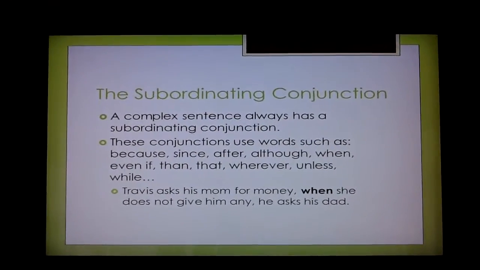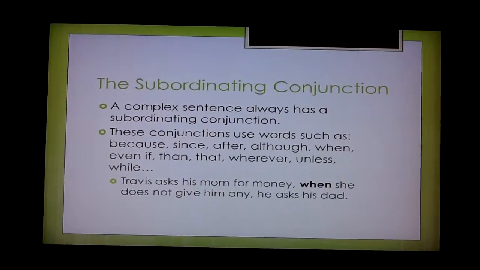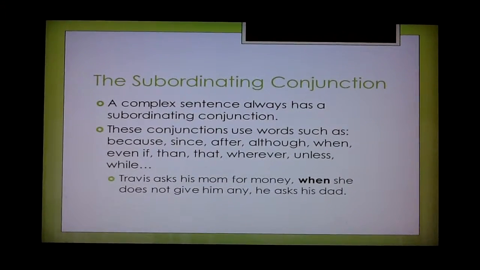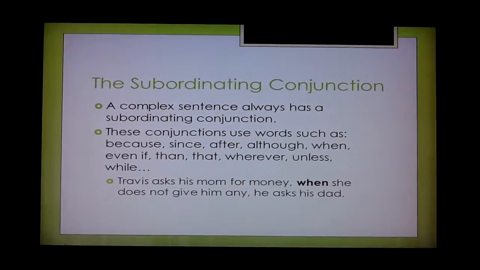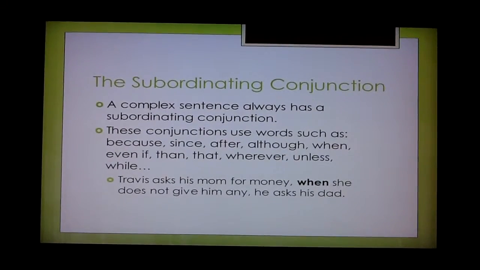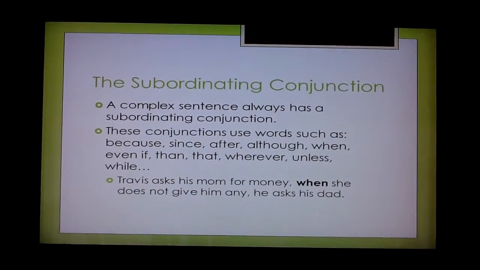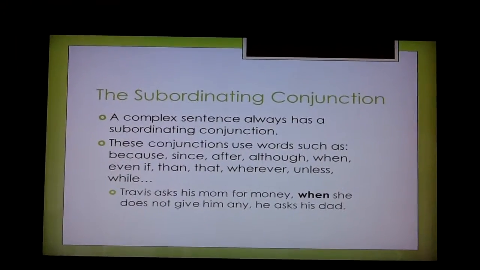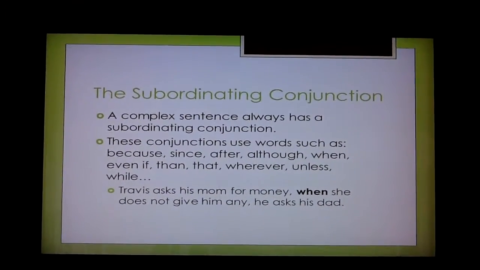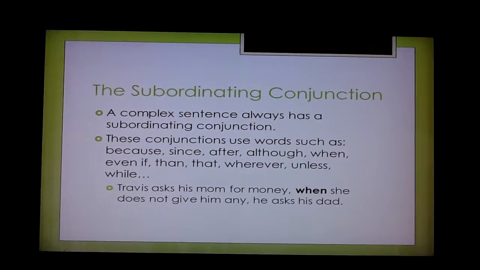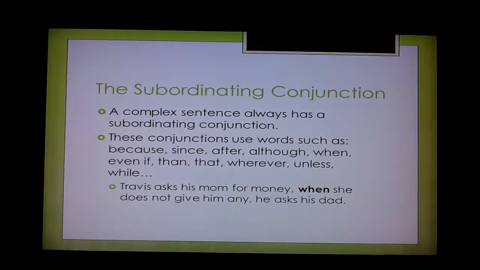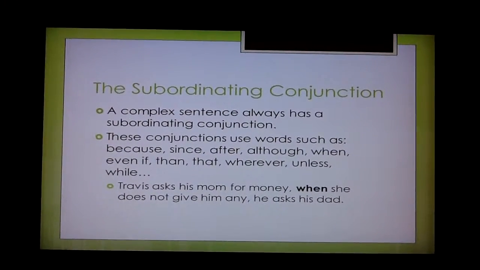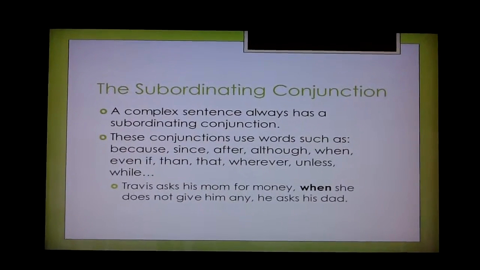A complex sentence always has a subordinating conjunction. These conjunctions use words such as because, since, after, although, when, even if, than, that, wherever, unless, and while. An example of this would be Travis asks his mom for money. When she does not give him any, he asks his dad. The when in that sentence is going to be our subordinating conjunction, and it is linking together the two different types of clauses we have here.